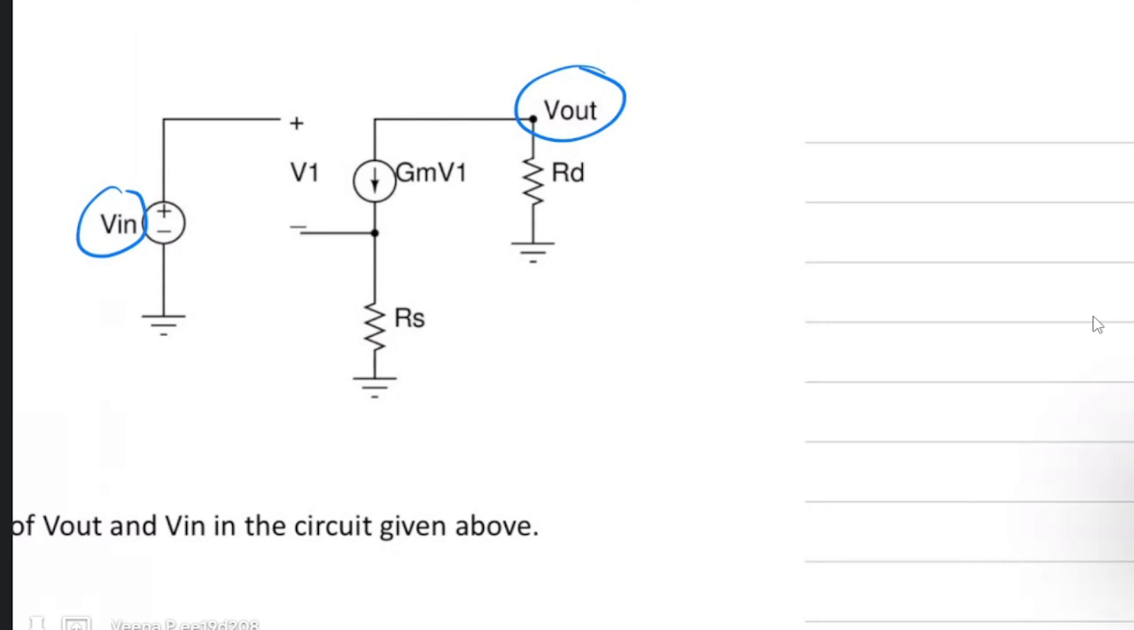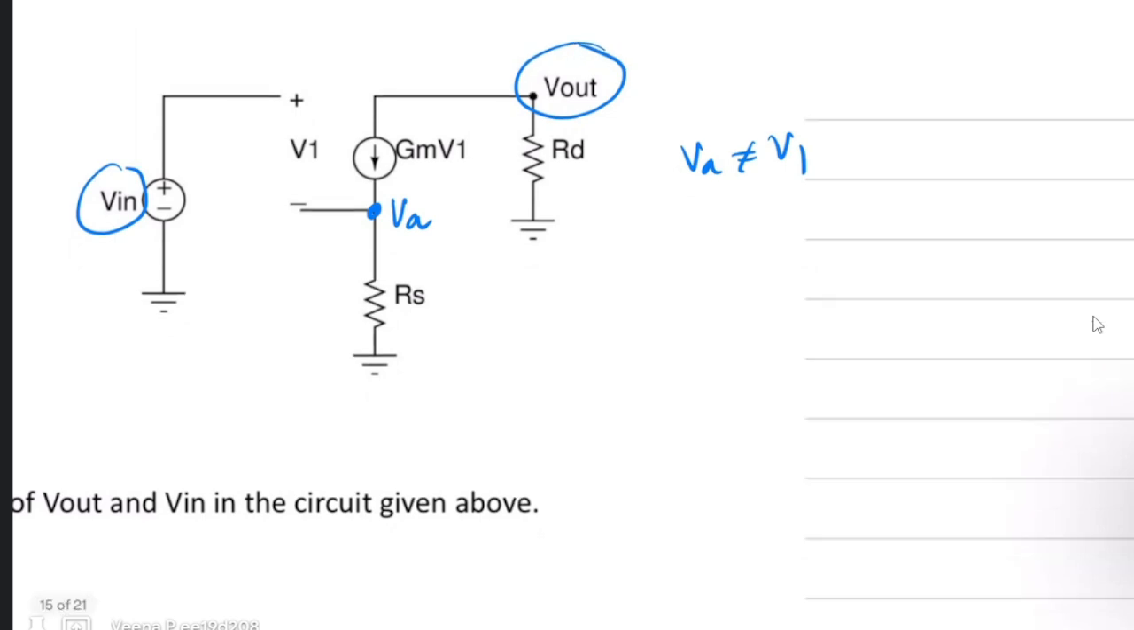The grounds are already given in the circuit, so you cannot choose any reference node. Let us assume that this potential is VA. VA is not equal to V1, so be aware of that. VA is just a node voltage which I am assigning. Now, if you draw the circuit, you have a ground, V in, and this potential is VA.